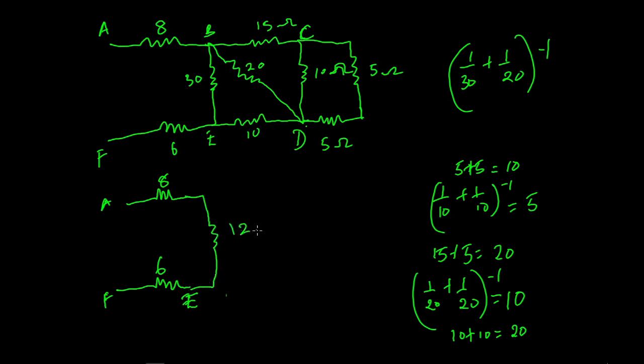This is 12 ohms. Now these three resistors are now in series, so their total resistance is going to be 8 plus 12 plus 6. This is going to give us 18, and this is going to give us 26 ohms. Therefore, the effective resistance of this circuit is just a single 26 ohms resistor.